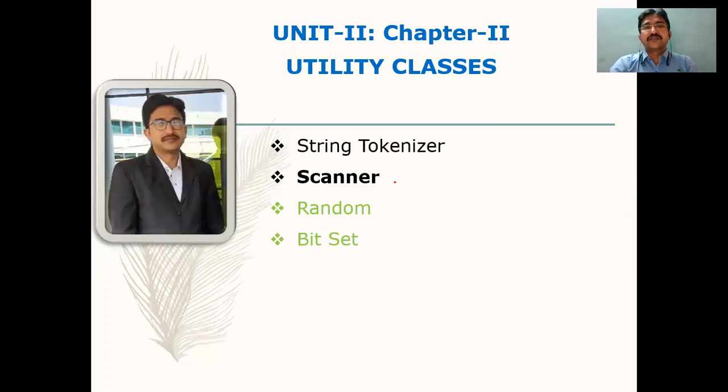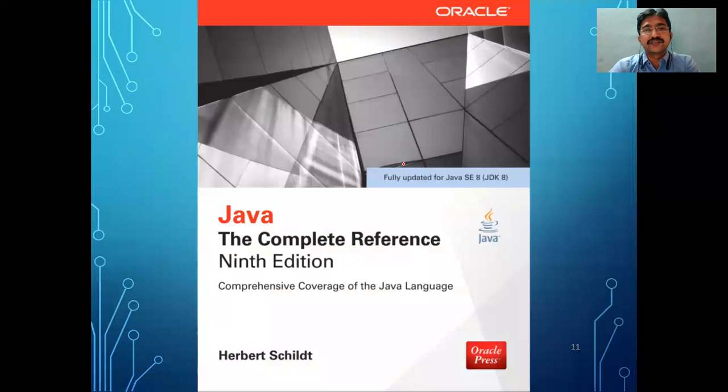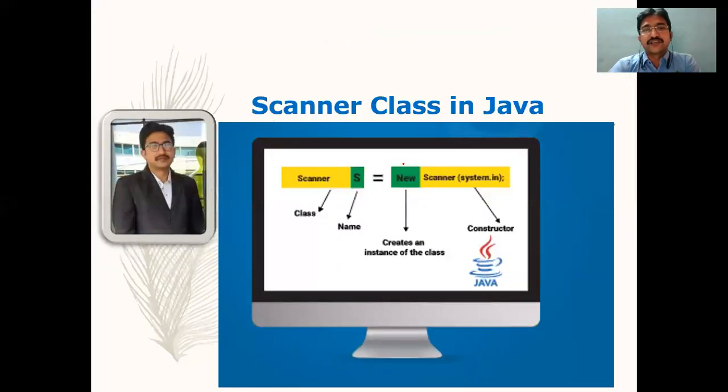Right. Now let me talk about the Scanner class, which is very important. We have already seen one example. We are following the same book, Java: The Complete Reference, and some other sources. The meaning of scanner is scanning a document, scanning as it is, however we give it. The purpose of the Scanner class is to read the input from the user.